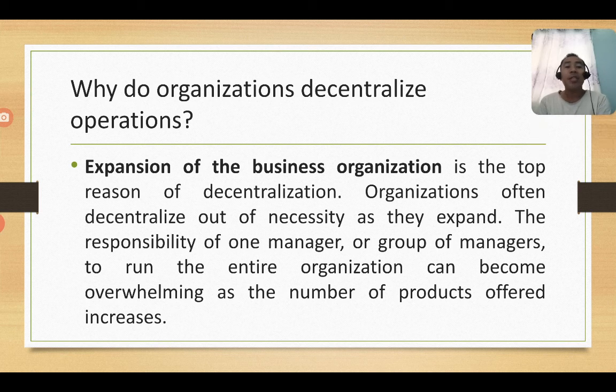So what is really the reason why organizations decentralize their operations? Here, expansion of business organization is the top reason of decentralization. Organizations often decentralize out of necessity as they expand. The responsibility of one manager or group of managers to run the entire organization can become overwhelming as the number of products offered increases. When the business organization is very huge, it would be hard for the top management to manage every operation. So they would decide to divide the organization into subunits, and those subunits would have different local managers, and those local managers will be responsible for making decisions to some level.